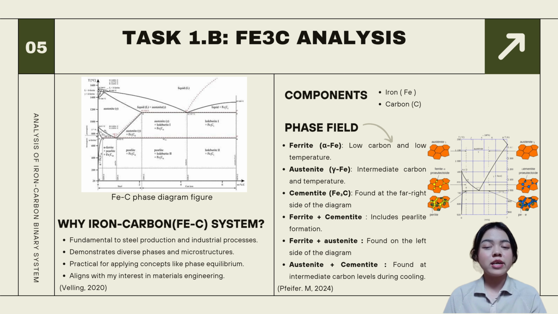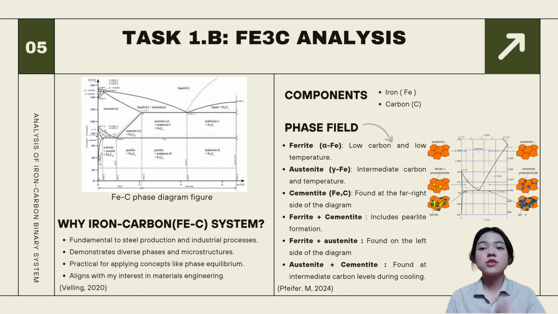Additionally, phase combinations such as ferrite and cementite lead to pearlite formation, while austenite and cementite occur at intermediate carbon levels during the cooling. The iron-carbon phase diagram shown on the slide illustrates the relationship between temperature, carbon content, and phase transition. This analysis is essential for optimizing the material properties and understanding the behavior of steel under various conditions. Let us now proceed to the next section.